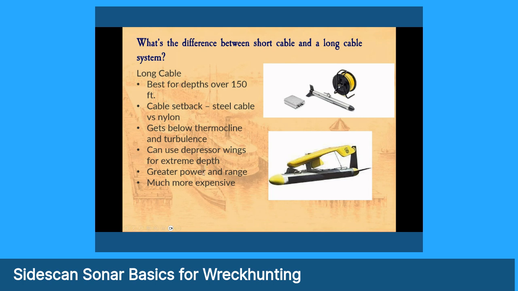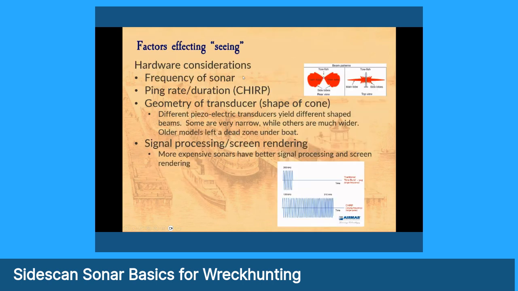These long cable models have much more power and range. They have more power because they've got a preamp down there, and they really are putting out a powerful acoustical signal. They're much more expensive, obviously. It's about $10,000 to get into the long cable business with a Deep Vision Deep Eye, and they're an excellent unit, but they don't see real far. Deep Vision Deep Eye is going to see maybe, I think, about 900 feet per channel. So, all right, moving along.